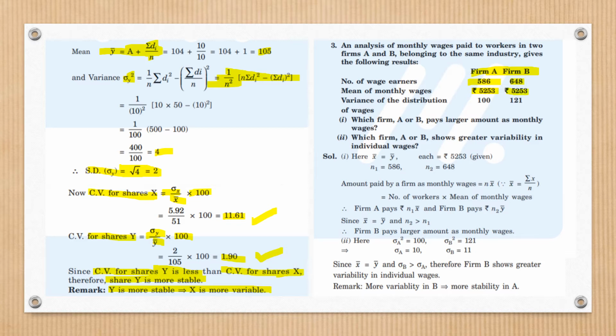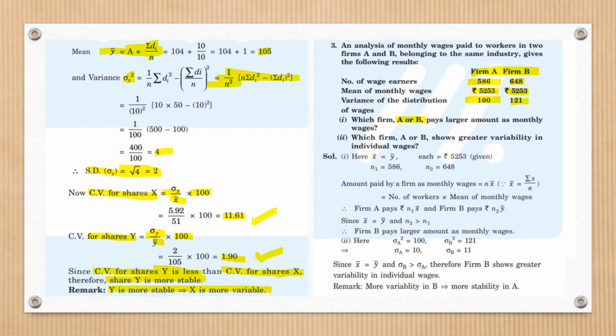So we need to apply the formula for CV also. The variance of the distribution, sigma square, is 100 here and 121 here. So sigma is 10 for this and 11 for this. Which firm, A or B, pays larger amount as monthly wages, and which firm, A or B, shows greater variability in the individual wages?